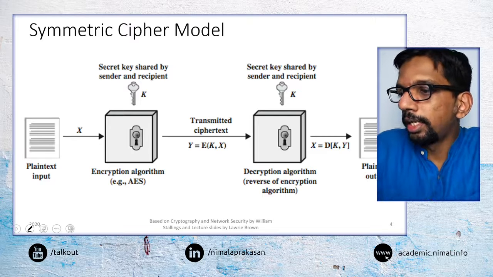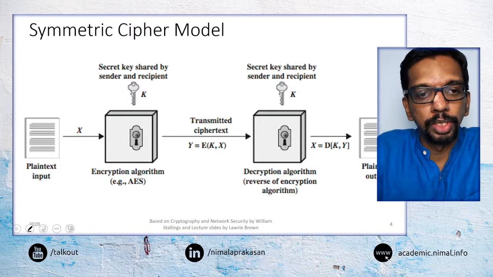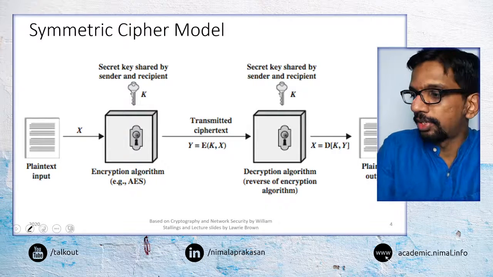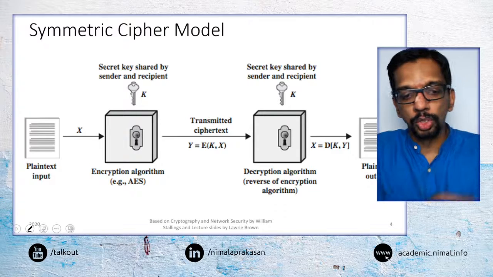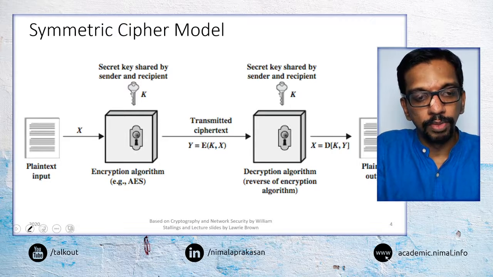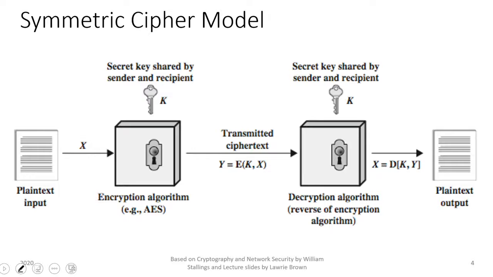So the basic idea of the symmetric key encryption, or the symmetric cipher model, is illustrated in this diagram. What we can see here is we would start with the plain text, that is the information that we need to convey or transmit or transfer. Then we would have what is called an encryption algorithm. The encryption algorithm is the one that is going to convert the plain text into ciphertext.